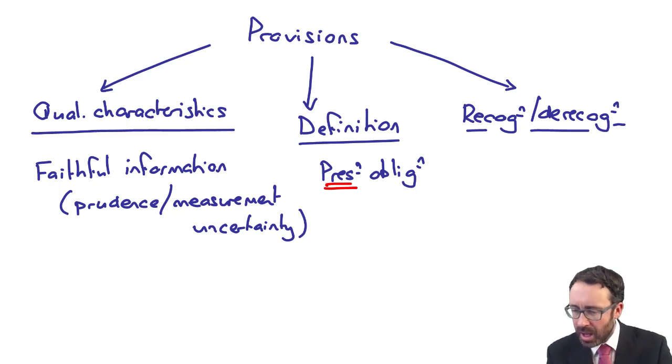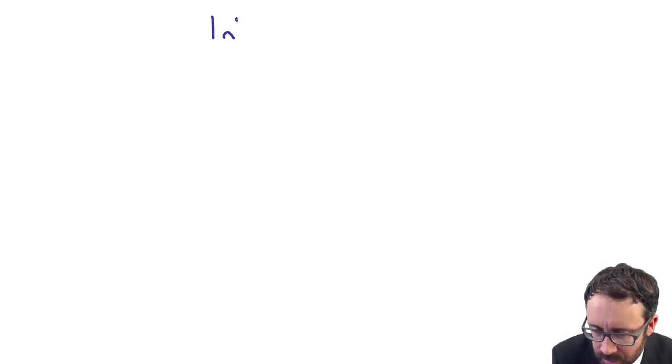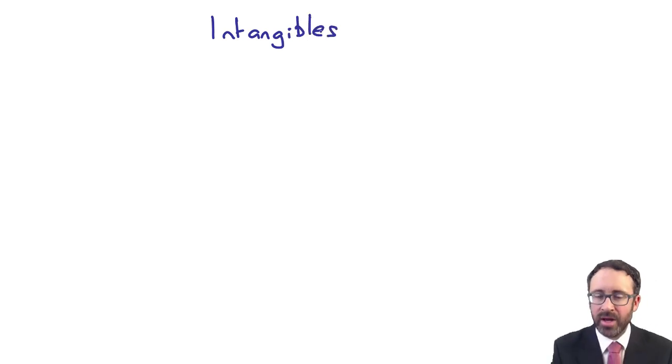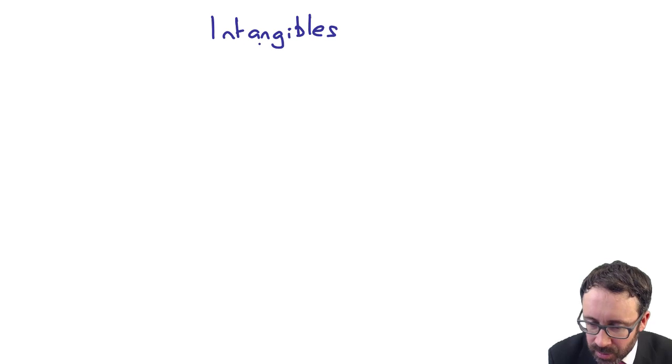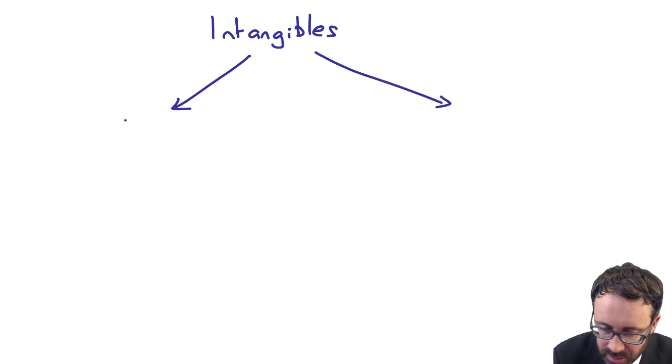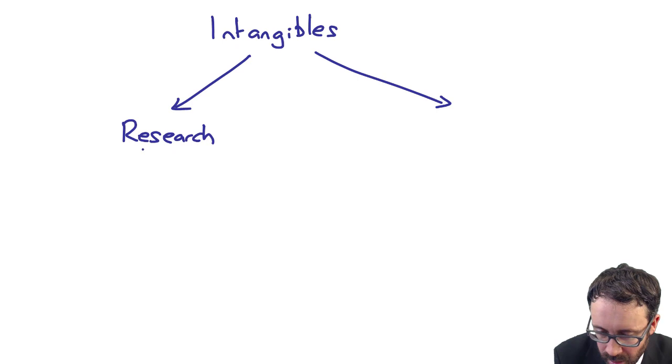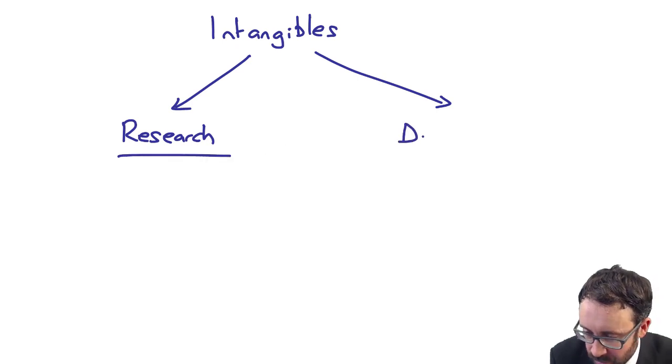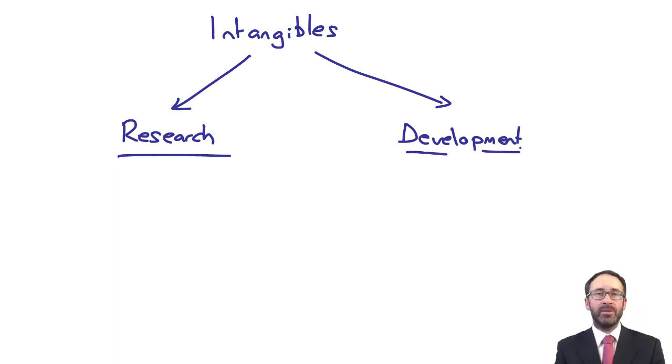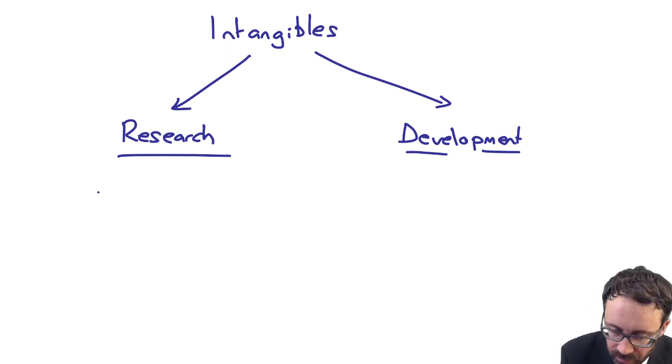Okay. You've then got as well, what was the fourth one? Was that intangibles? So if I go through and start thinking about your intangibles, the best way to think about intangibles is to go through there and keep it as simple as possible. Think about your research. Think about your development.